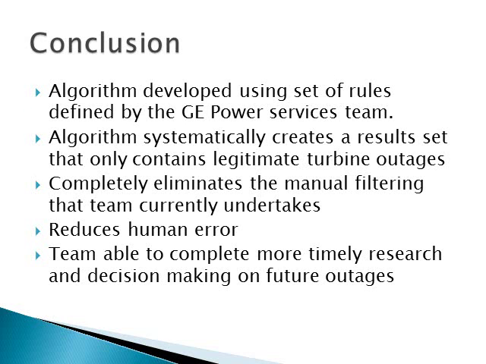In conclusion, the algorithm developed will use a set of rules defined by the GE Power Services team to systematically create a result set that only contains legitimate turbine outages. By migrating these defined rules into a systematic program, it will not only completely eliminate the manual filtering and data massaging that the team currently undertakes, but it will also reduce the possibility of human error when identifying the most accurate result set.